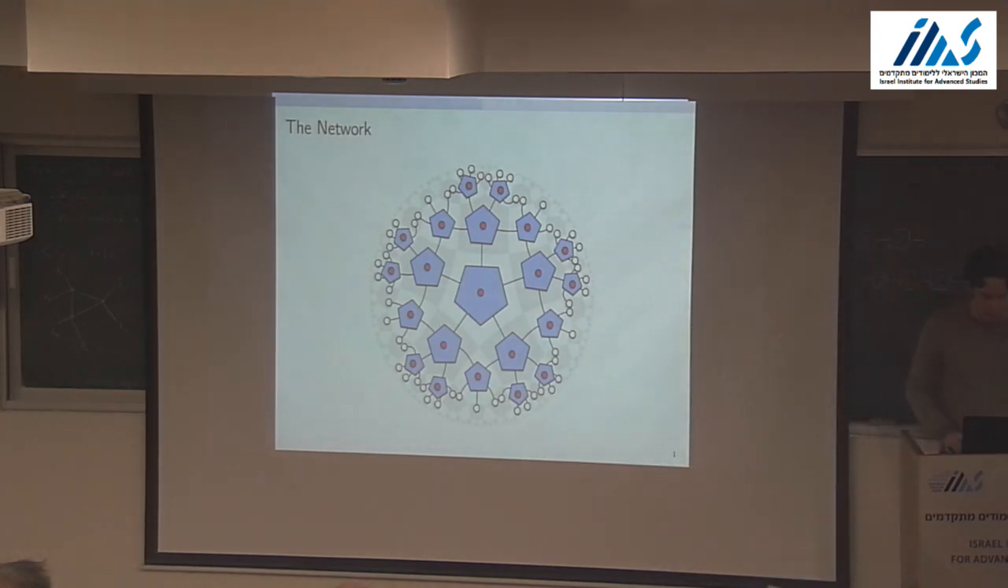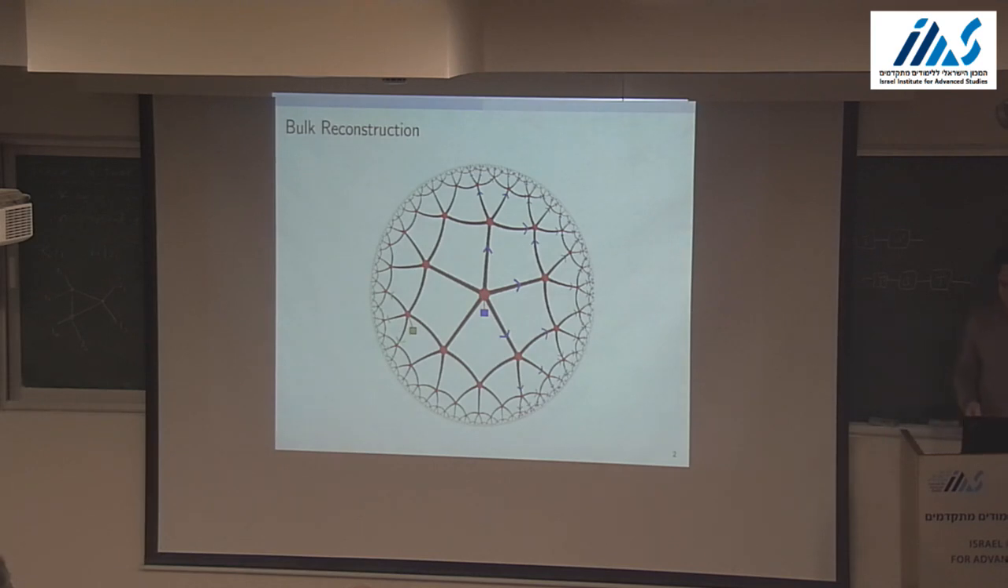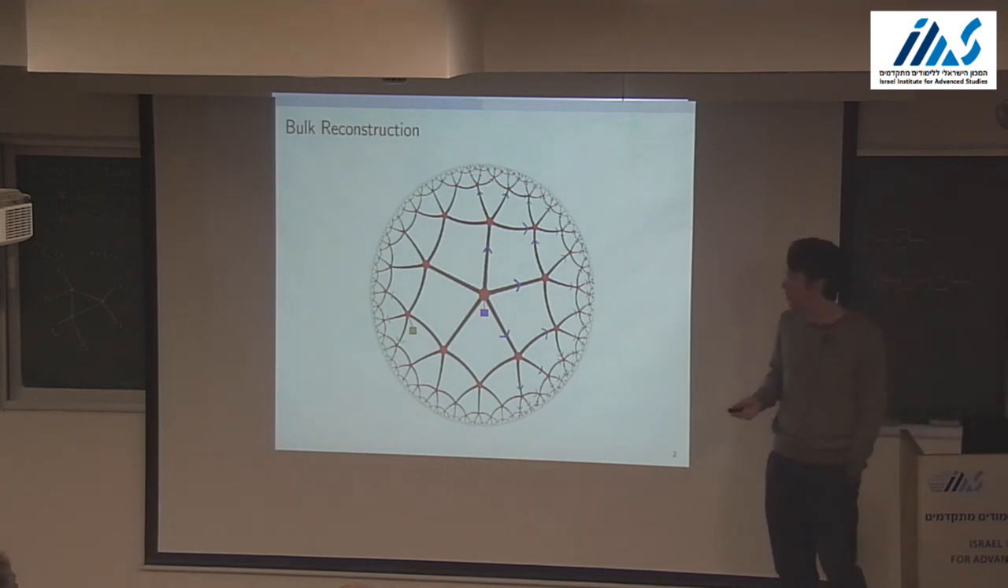Okay, so that's our code. Now let's see to what extent we can reproduce the properties of holography. Maybe I'll try to use the laser pointer. Okay. So the first point now is we can do this business of reconstructing bulk operators on a subregion of the boundary.